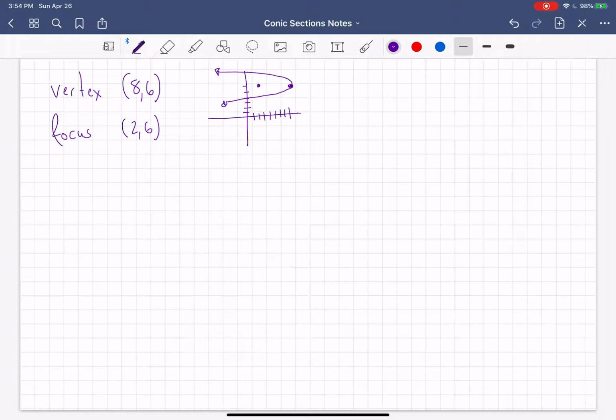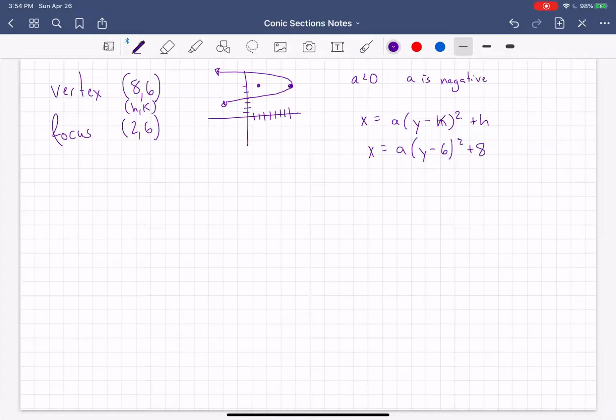So because of that, we know it opens up to the left. We don't know much else, but that gives us a lot of information. Because it opens up to the left, we know a is less than 0, which means a is negative, and we have the form where x is by itself, and we have y minus k inside the parentheses plus h outside. From our vertex, we know h is 8 and k is 6. So we have x equals a times (y minus 6) squared plus 8.